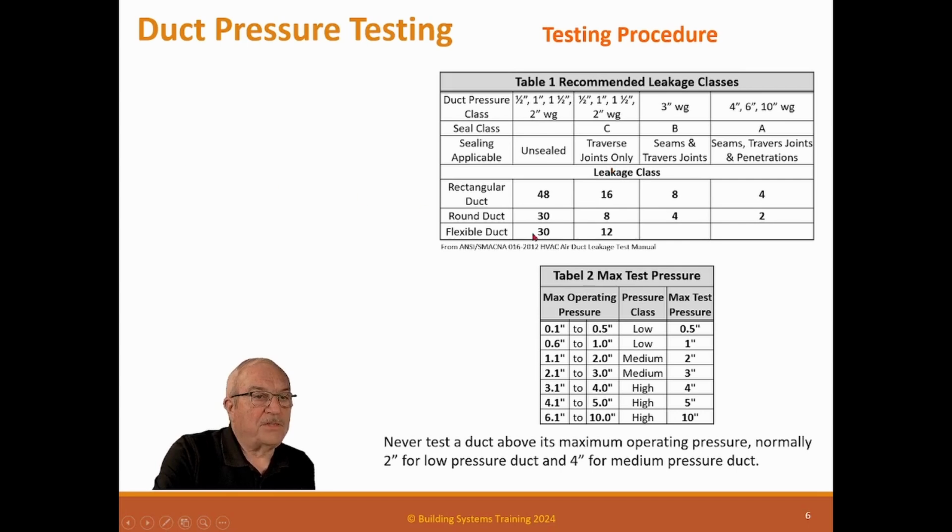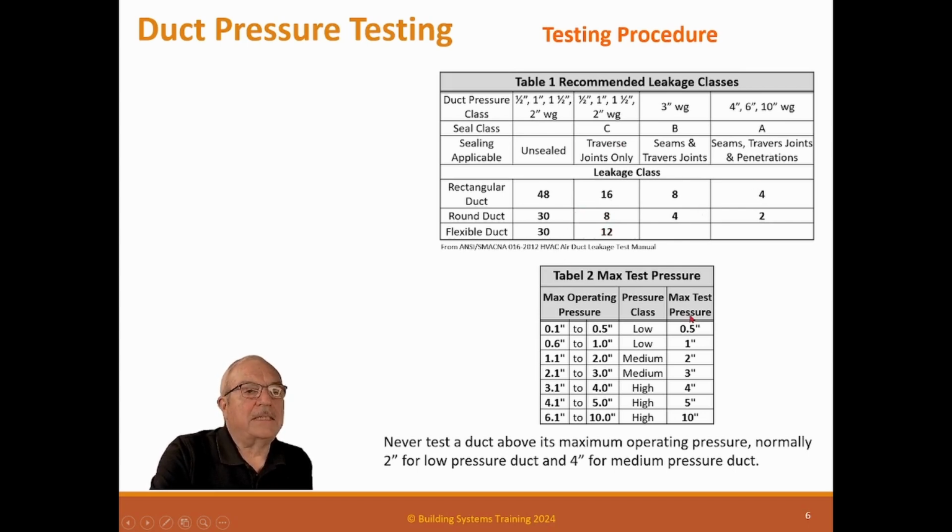If you don't have any sealing, then it'll be over here, this class. If you have seams and transverse joints, so your longitudinal seams are also sealed, then it's this class. If all joints are sealed and all penetrations are sealed, everything's sealed, then this is the best class you could get. So this is for rectangular duct. These are the classes for rectangular duct. This is round duct, and this is flex duct. Now flex duct can only go to this lower pressure. So these are the categories.